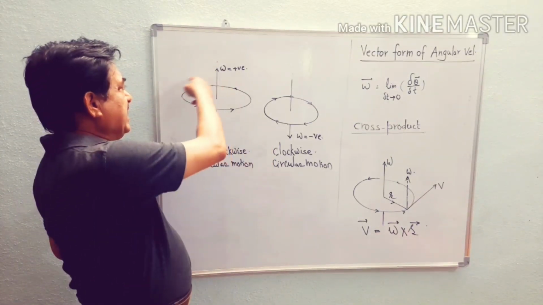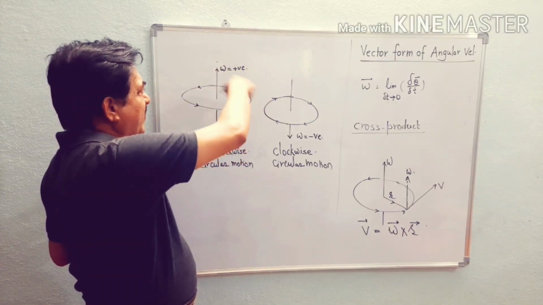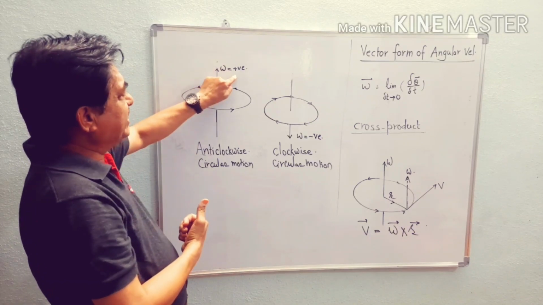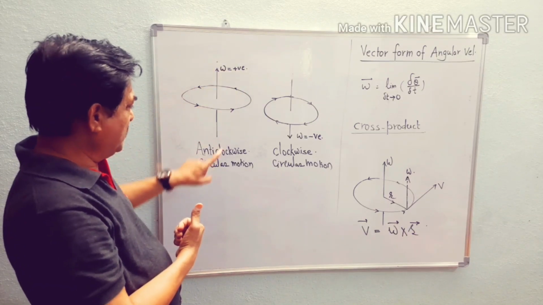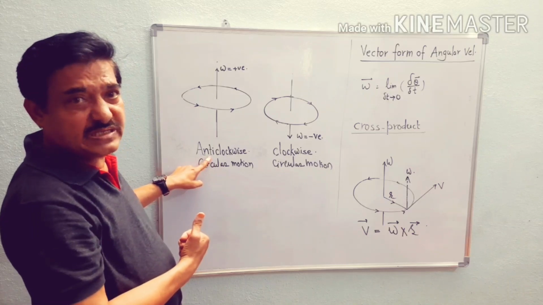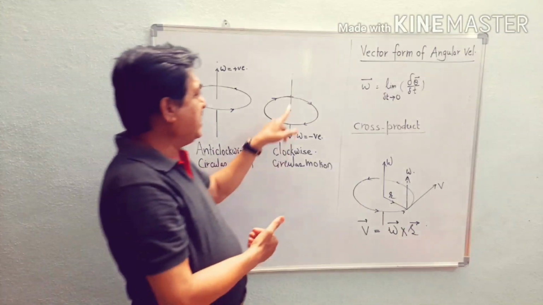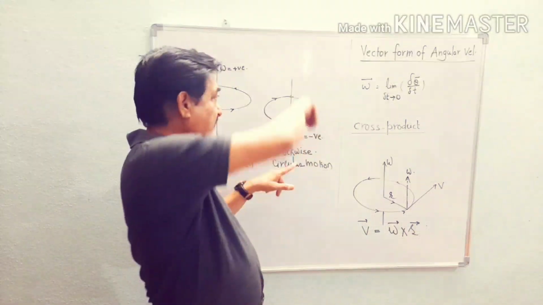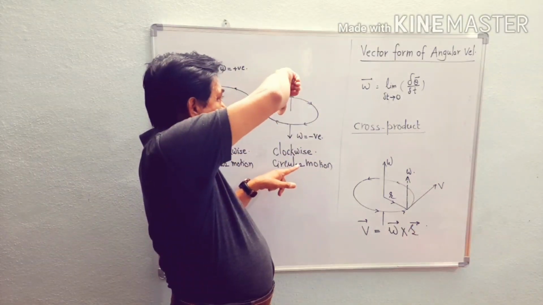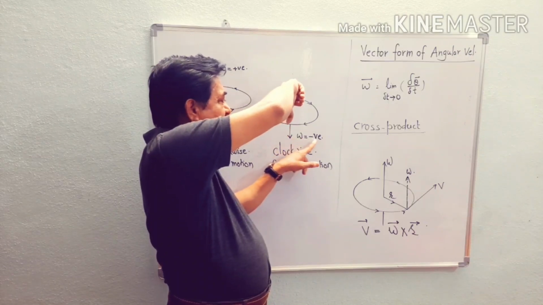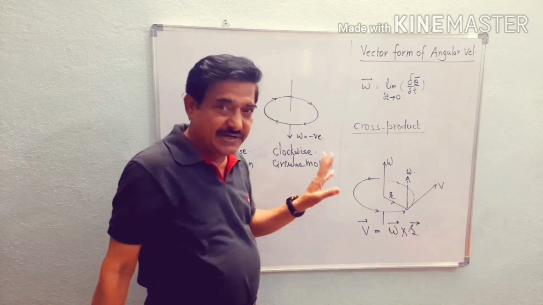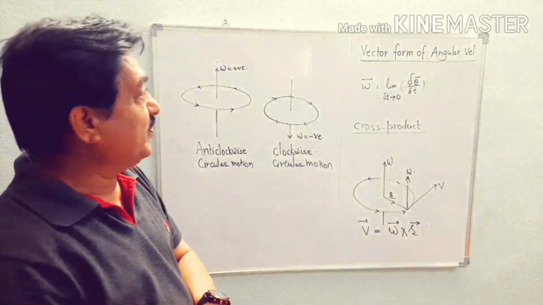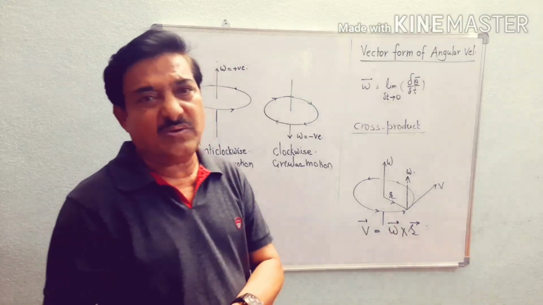If the particle is revolving in an anti-clockwise direction, then angular velocity is in an upward direction and it is taken as positive. That is for anti-clockwise circular motion. And if a particle revolves in a clockwise direction, like this, the angular velocity omega will be in a downward direction and it is taken as negative. After that we will see the cross product or vector product of angular velocity.